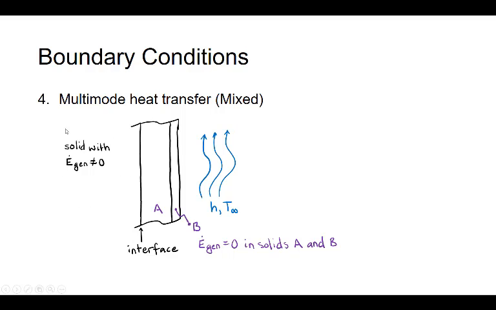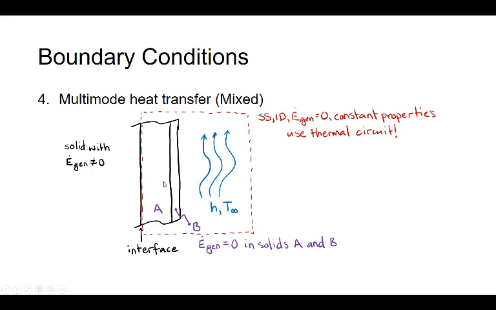Because there is thermal energy generation within the solid to the left, we cannot apply the thermal circuit model. However, in solids A, B, and in the convection, the problem is steady state, one-dimensional, with no thermal energy generation and with constant properties. We are thus allowed to use the thermal circuit to model the heat transfer through this part of the problem.